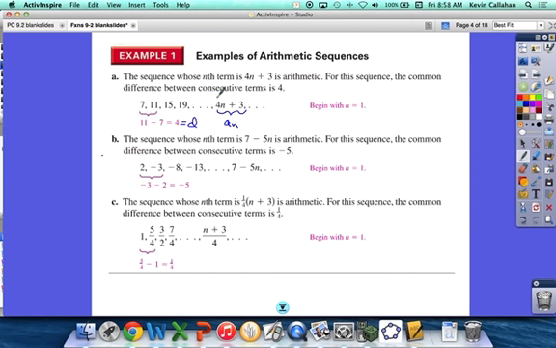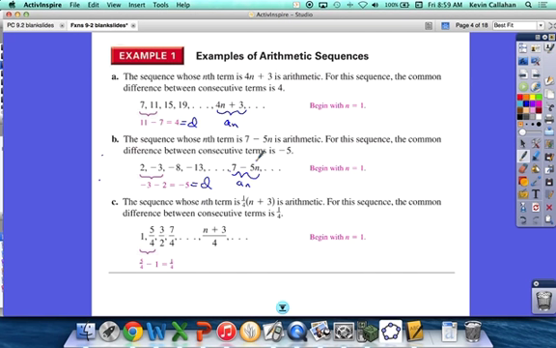This one: 2, negative 3, negative 8, negative 13. Now the numbers are going in reverse. What does that tell you about D? It's negative. So negative 3 minus 2 is negative 5, and you could do this for any two consecutive terms. So the D is negative 5. And this is the formula for the A sub n. Again, we recognize where the negative 5 goes. It's the coefficient of n.